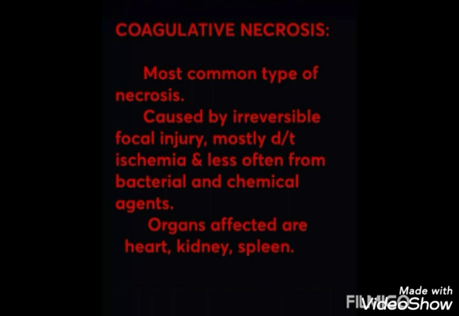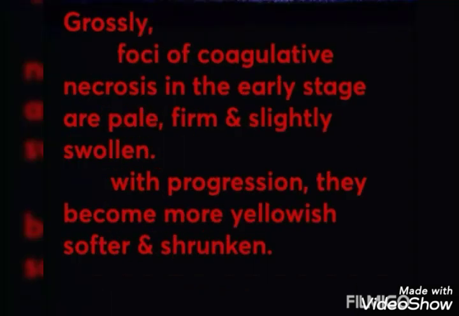The organs commonly affected are the heart, kidney, and spleen. So, the most important points are: the most common type of necrosis is coagulative necrosis, what is ischemia, and the commonly affected organs are heart, kidney, and spleen. Next, moving on to gross appearance.